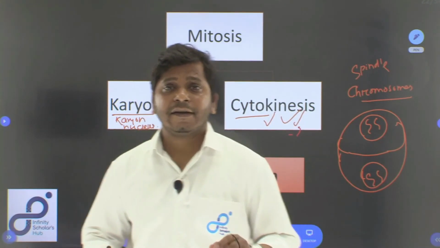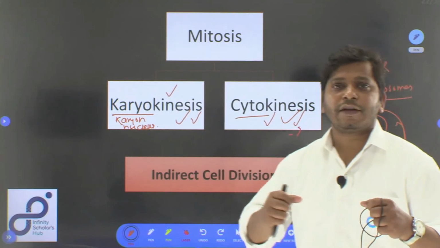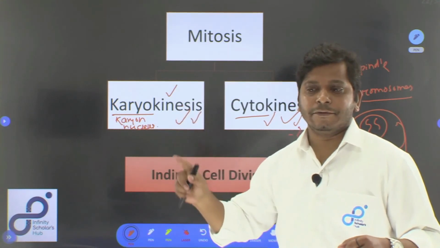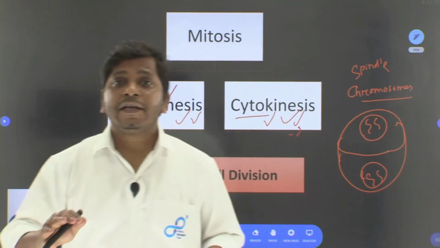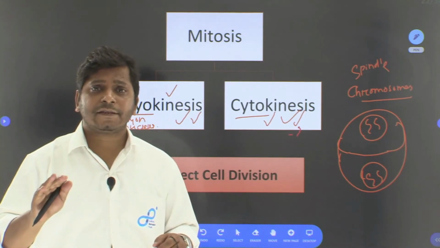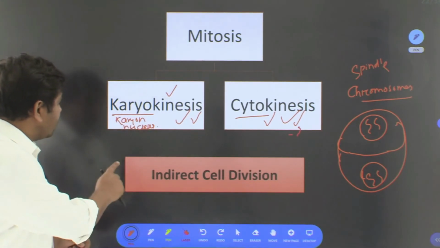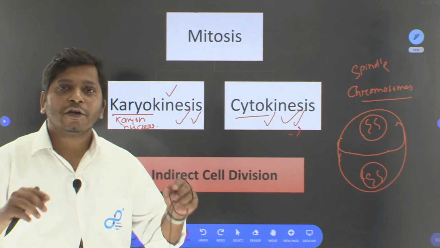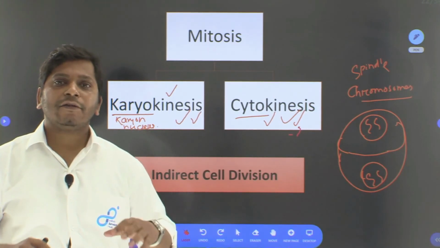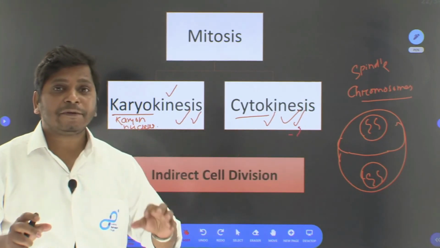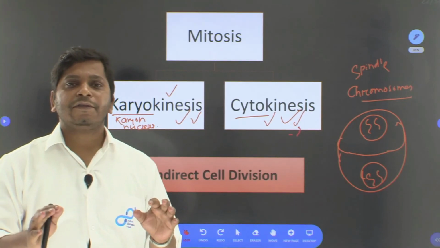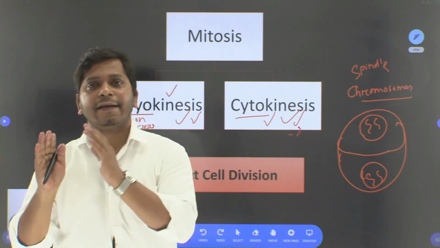Why is it called indirect? Because both the divisions are not happening directly. That is indirect cell division, and that is direct cell division. In direct cell division, the nuclear membrane never disappears. Please remember this; it is a very key feature of direct cell division or amitosis. But here the nuclear membrane disappears so that the chromosomes can be separated equally. So the nuclear membrane disappears for some time during this type of cell division. This is the major difference between mitosis and amitosis.